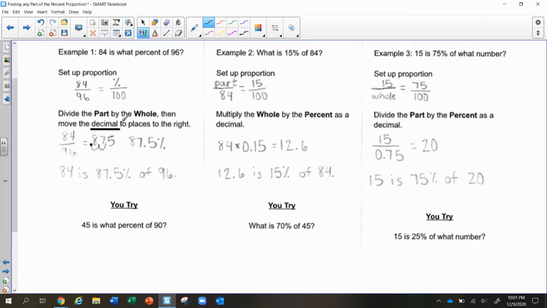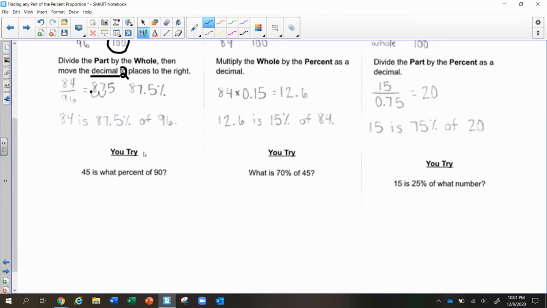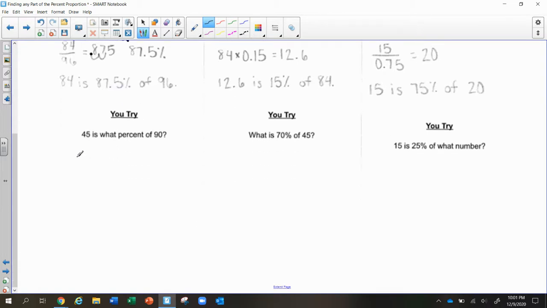Now, it says move the decimal. This is supposed to be 2 places to the right. And the reason we do that is because we're multiplying by 100 to make it a percent. Okay, so if we move it 2 places to the right, we would get that 87.5%. And so 84 is 87.5% of 96.